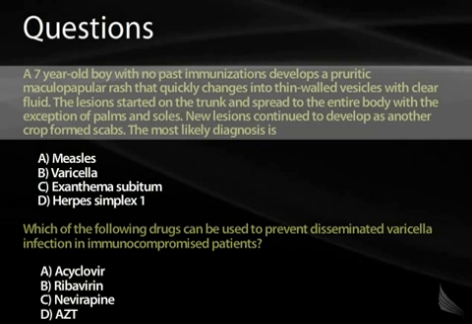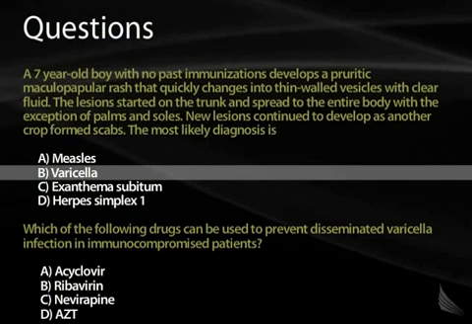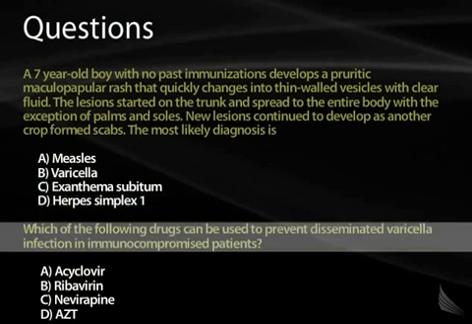When you have somebody who hasn't been immunized, you think of something we normally immunize against. Then when you talk about these vesicular rashes that show up in crops, starting on the trunk, going to the extremities and sparing the palms and soles, you have to think about varicella. That's a classic description. Which of the following drugs can be used to prevent disseminated varicella infection in immunocompromised patients?